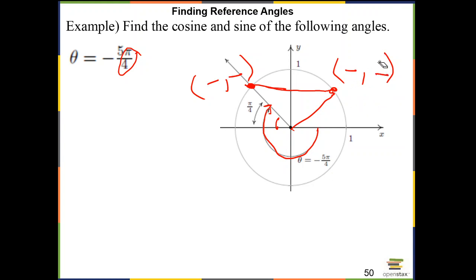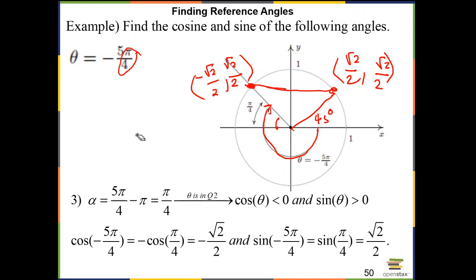The sines are exactly the same. The cosines are opposites. And we know this angle is 45 degrees. So that's square root of 2 over 2, square root of 2 over 2. So the y-coordinate has to be square root of 2 over 2, and the x has to be negative square root of 2 over 2. So that's how we find the sine and cosine of that angle, right?